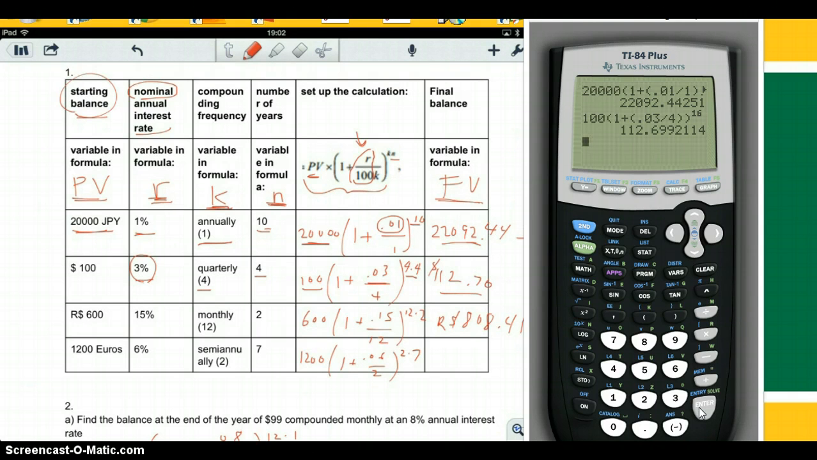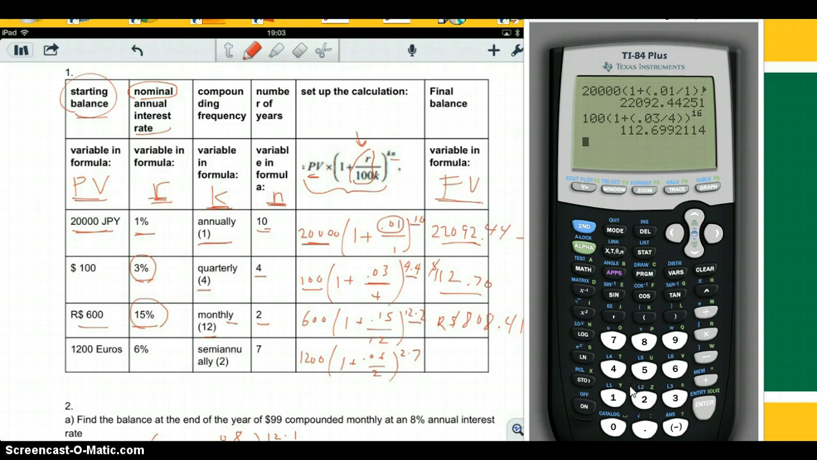So now the next one, it's 600 reais, 15% annual interest, compounded monthly, and for 2 years. So that's 600 times 1 plus 0.15. Why 0.15? Because 15 divided by 100 is 0.15, and divide by 12. If you have difficulty automatically doing 15 divided by 100, I recommend that you just put 15 in there and put the 100 in there and multiply it out. So n times k, which is the exponent, is 12 times 2. Compounded monthly, which is 12, and for 2 years.